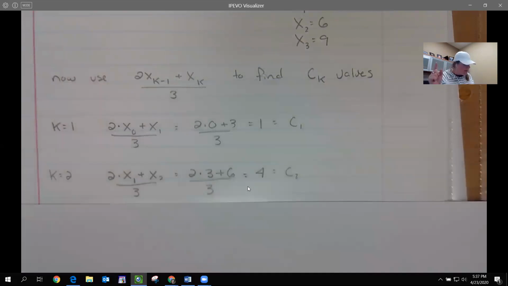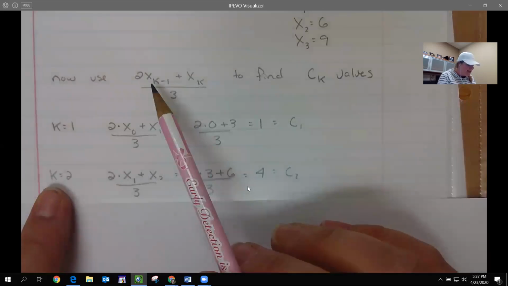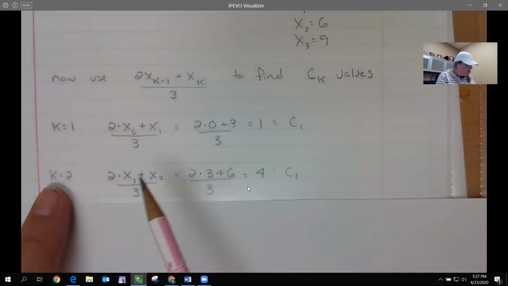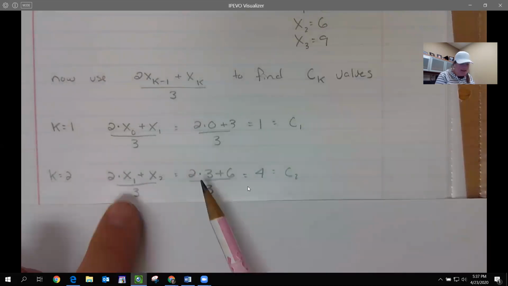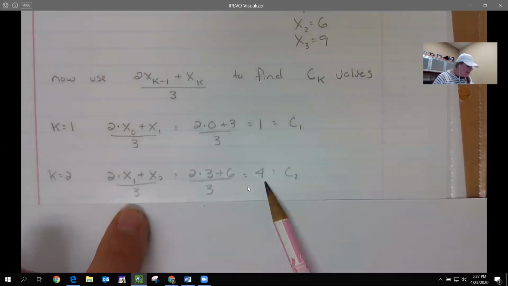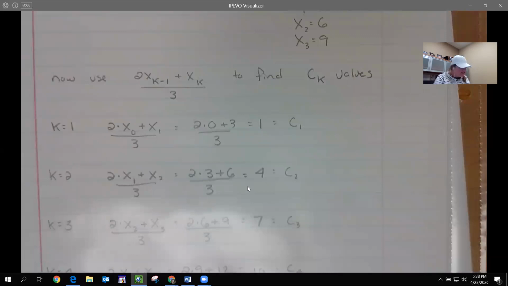My second one, K, will be 2. So 2 minus 1 is 1. So really, I'm starting with that second number now. Okay, so when K is 2, I'm going to go 2 times x1 plus x2, then put those values in, divide by 3, and I get 4. Okay, next one. The third one is now going to start with the third number down, the 6, because it's going to be 2 times the x2 plus x3 divided by 3, which is 7. And then the last one will be the 4, which is going to be the 9.